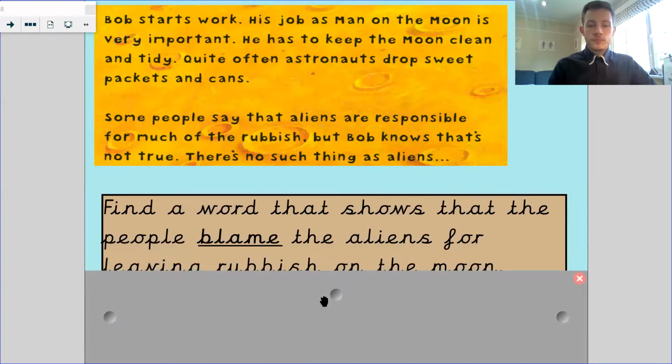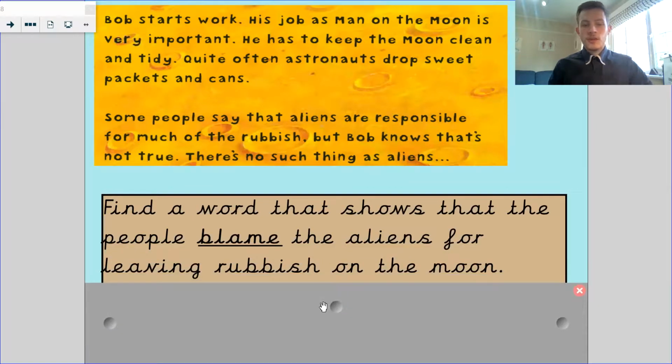Now, this is the question. Find a word that shows that the people blame the aliens for leaving rubbish on the moon. So there's a word in this piece of text, and it shows us that people blame the aliens for leaving their rubbish. It's a bit of a difficult question to understand, but I'll read the text again and then it might make a bit more sense, okay?